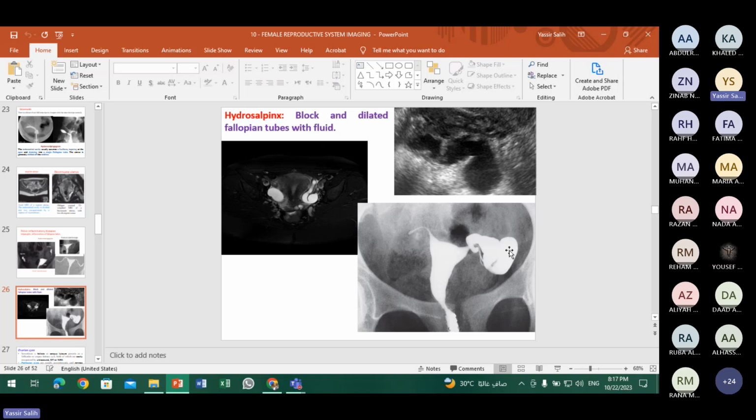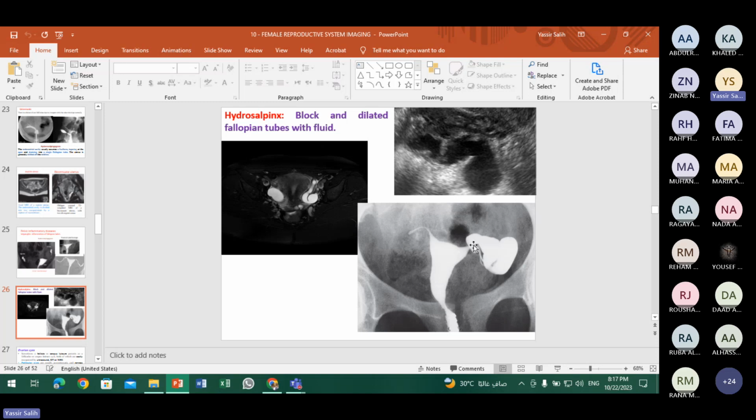What about the left one? Hydrosalpinx. Yes, hydrosalpinx. Do you see any spill of contrast? Distally blocked. Yes, it is also distally blocked without any spill. The contrast should be flowing freely like this, you can feel it is present between the bowel loops.